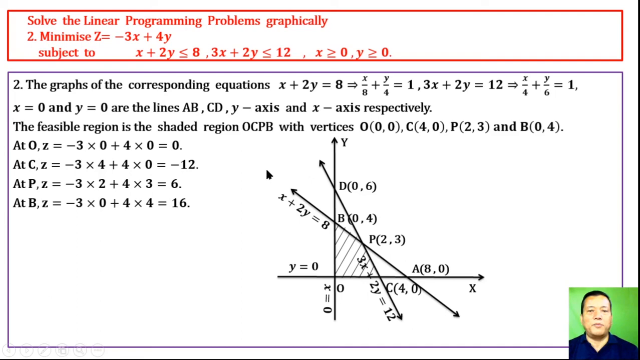Among these values, the minimum z is minus 12. Thus minimum z is minus 12 when x is 4 and y is 0.